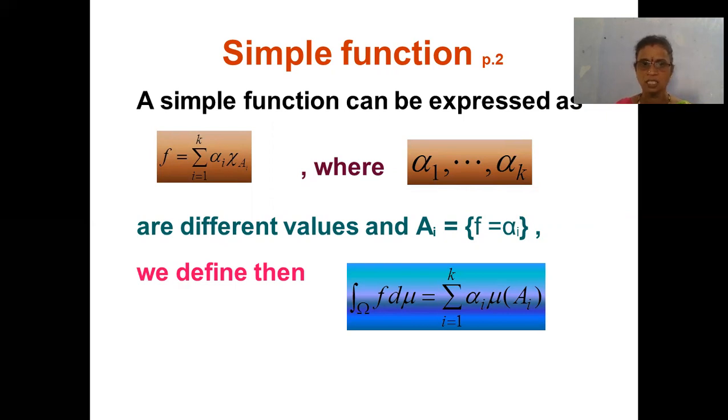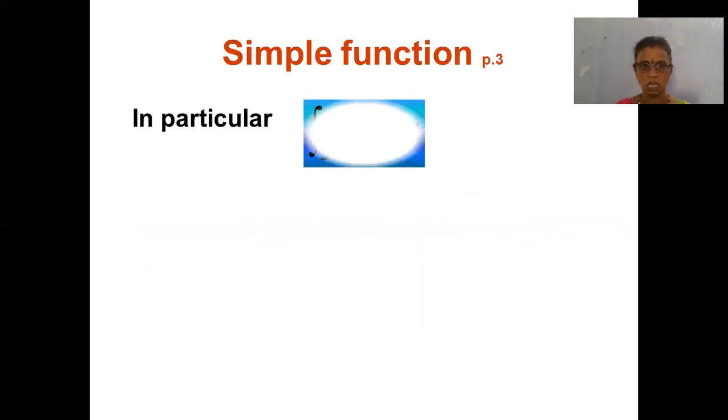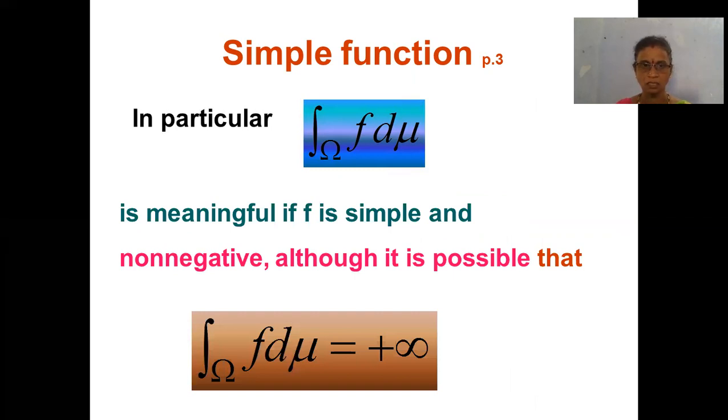Now we define integral over omega f d mu equal to summation i equal to 1 to k alpha i mu of A i, if the right hand side has a meaning. In particular, integral over omega f d mu is meaningful if f is simple and non-negative, although it is possible that integral over omega f d mu equal to plus infinity.